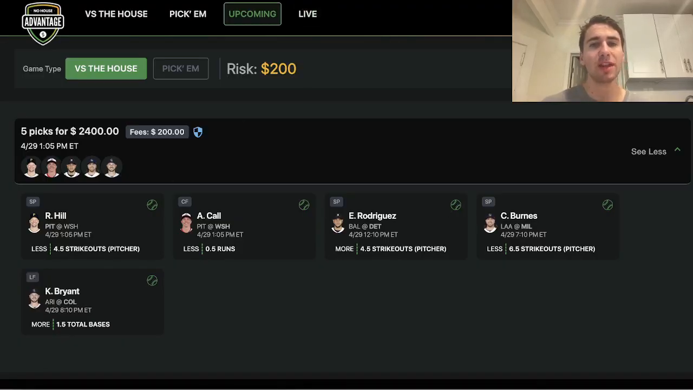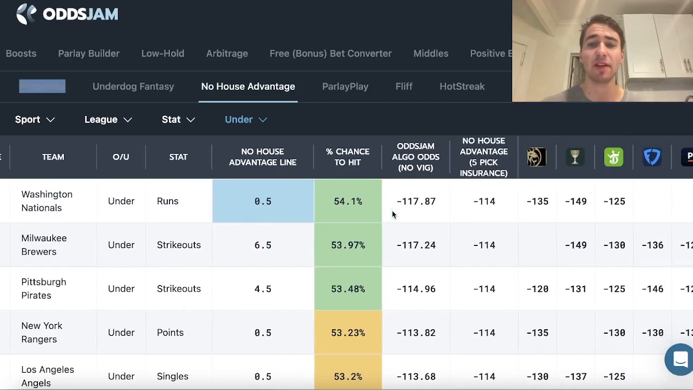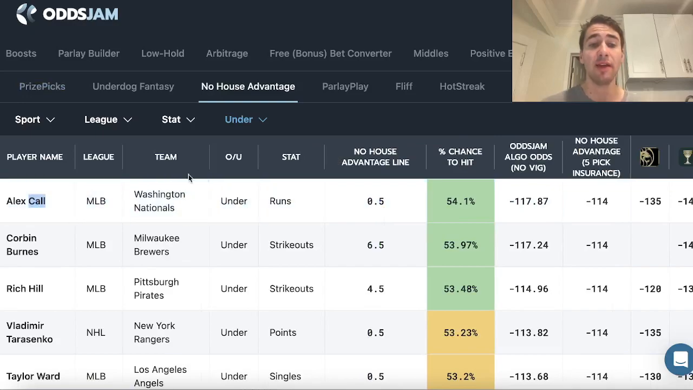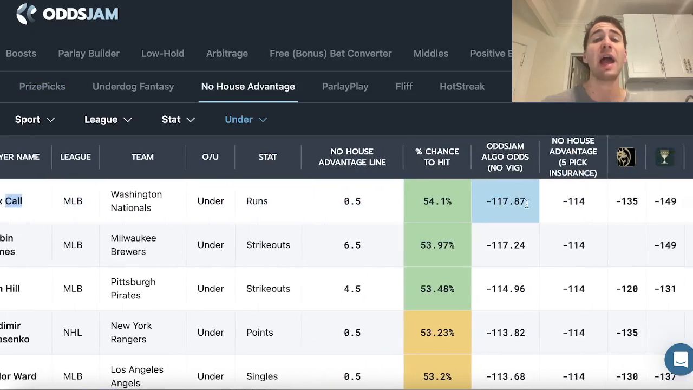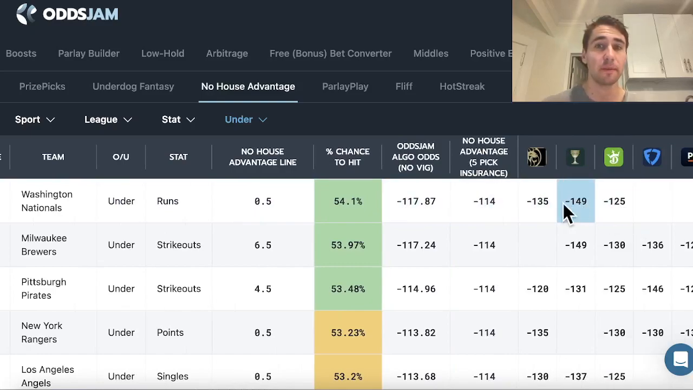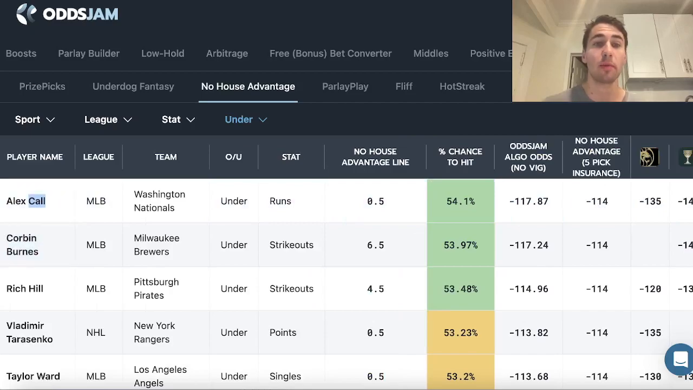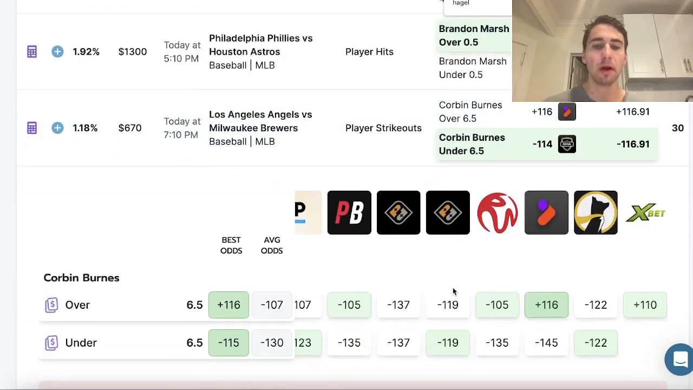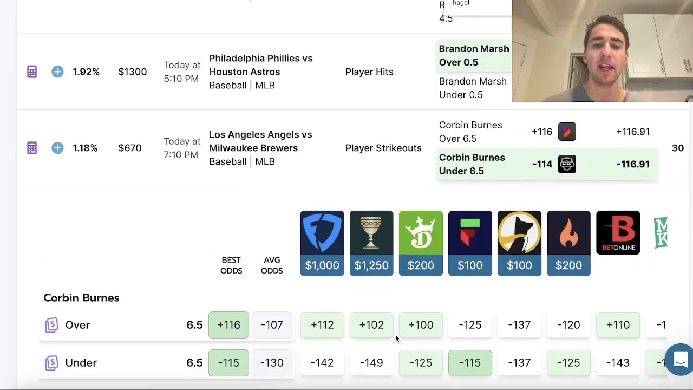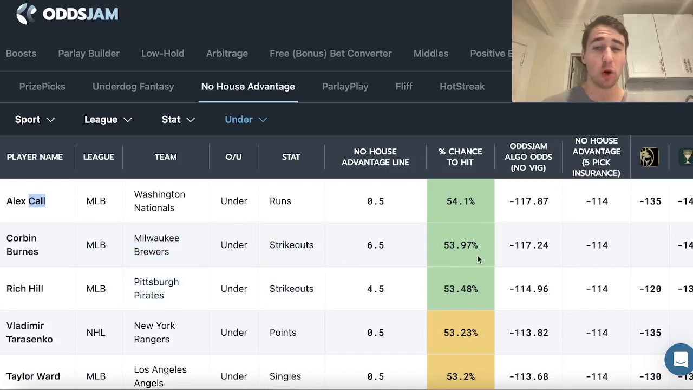So long story short, what this fantasy screen shows you is just plays where sportsbooks have one side heavily favored. For Alex Call in the Nationals game, all the books have him to not score a run, his under half a run heavily favored. All the books are telling you his under's more likely. For Corbin Burns, we just saw that play on the positive EV tool. All the sportsbooks have his under 6.5 strikeouts favored. So this just quantifies it for you, and it tells you your exact win probability.